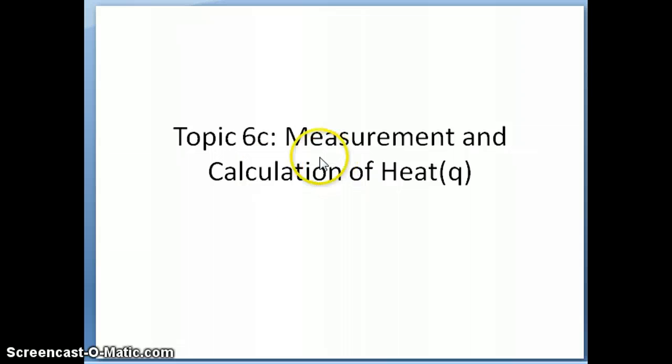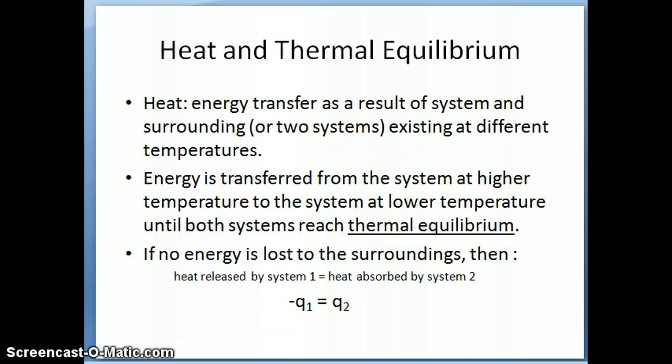So we're now going to spend some time talking about heat and various aspects of heat calculation. The first thing to remember about heat, of course, is that by definition it is the energy transfer that occurs when two systems, or the system and the surroundings, have different temperatures. As a result, energy is transferred from the system that is at higher temperature, in other words the hotter system, to the system that is at lower temperature, the colder system. And from experience, you probably have seen this many times over.